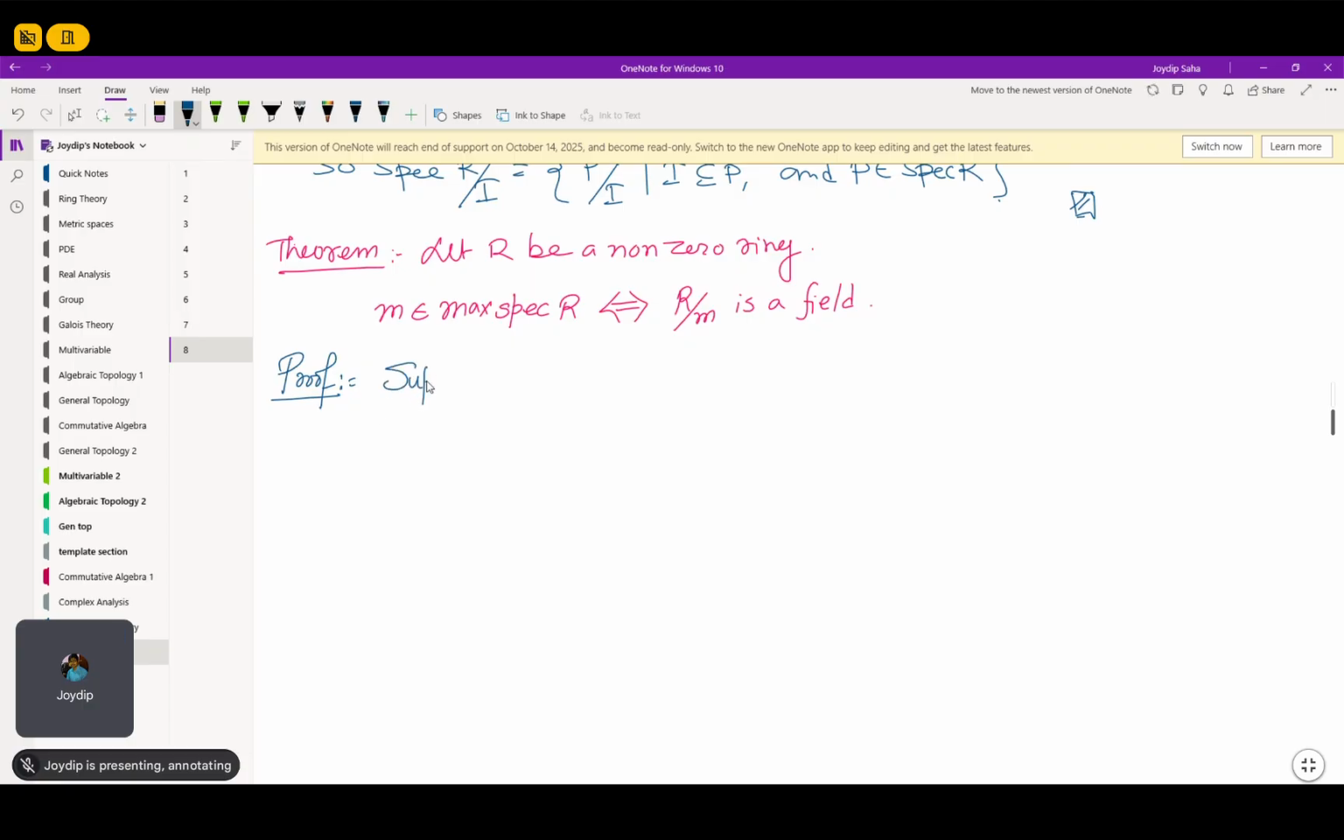Suppose M belongs to Max Spec R. We have to show that R mod M is a field.